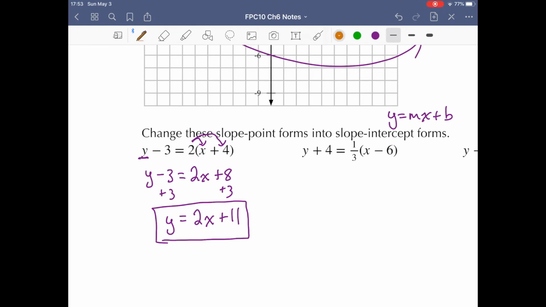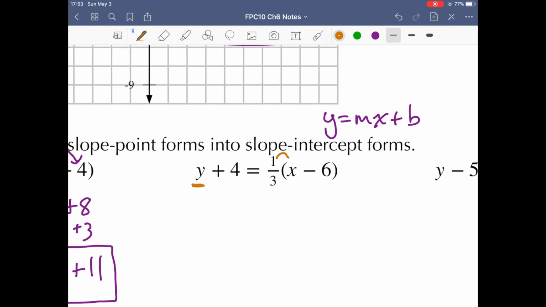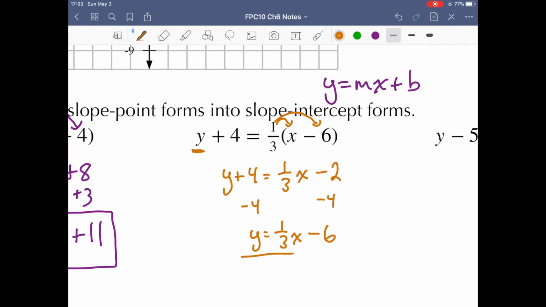Let's look at our second one. Our goal here is to isolate y. So let's multiply this 1/3 into our binomial here. Simplify our right side. y plus 4 is equal to 1/3 x minus 2. 6 times 1/3 is 2. A negative times a positive is a negative. Subtract 4 from both sides to finish isolating y. y equals 1/3 x minus 6. All right, y equals mx plus b form.